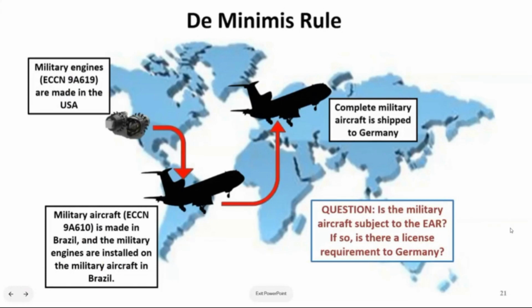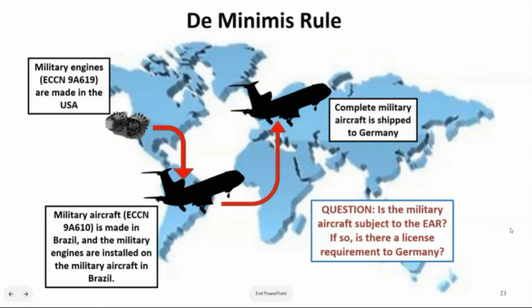On that Brazil-built military cargo aircraft, they're going to be installing U.S.-built military aircraft engines. The ECCN for that is 9A619. They're going to be installed on the aircraft in Brazil. So they're building the aircraft in Brazil as a 9A610, but 9A619 American aircraft engines are going to be sent to Brazil and installed in Brazil. The completed military cargo aircraft is then going to be exported from Brazil to Germany. So what we're going to do is work on determining, is this transaction going to be subject to the EAR?